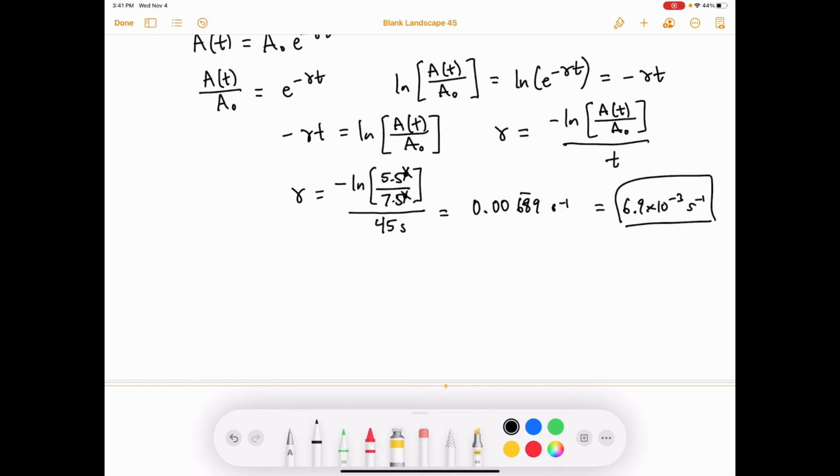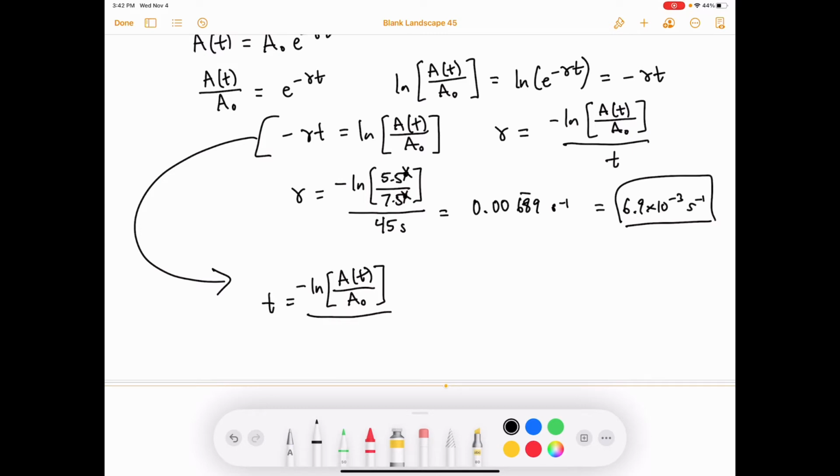Okay. Now let's actually take what I wrote down over here. Minus gamma times t is equal to natural log amplitude at time t divided by a naught. Let's rearrange that to solve for t this time. So t is equal to the natural log of the amplitude at time t divided by the initial amplitude a naught. We'll have a negative sign here, and then we'll divide out the gamma.